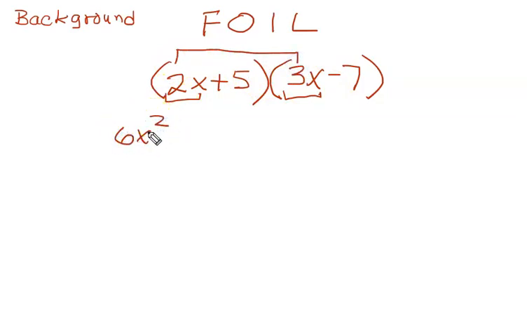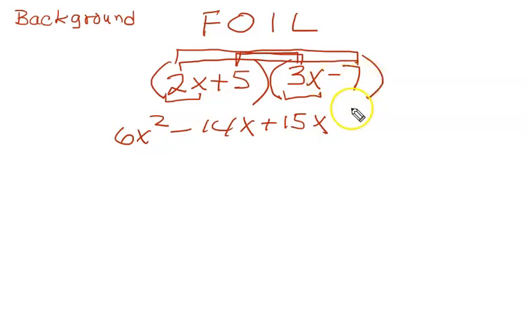6x squared. Now the O stands for the outers, which are the first and the last in the series of binomials. So 2x times a negative 7 is a negative 14x. Now the I stands for the inners of your two binomials. This is going to be a positive 15x. And the L stands for the last. A 5 times a negative 7 is a negative 35.